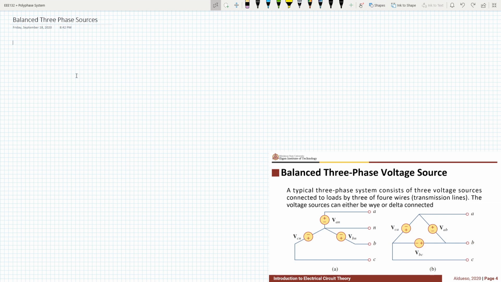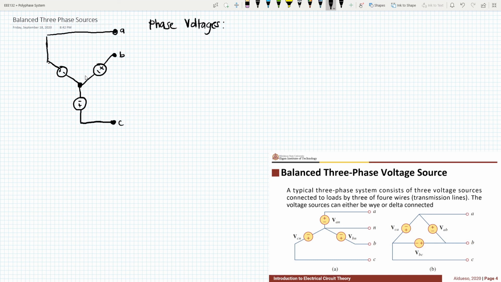Connected. First, let's focus on the Y connected source. Let's label the lines as line A or phase A, phase B, and phase C. A Y connected source is connected in this configuration. The voltage sources here are what we call the phase voltages. They are connected in a common line. Let's label this as N, or a neutral line.